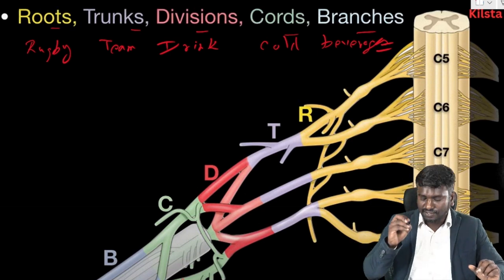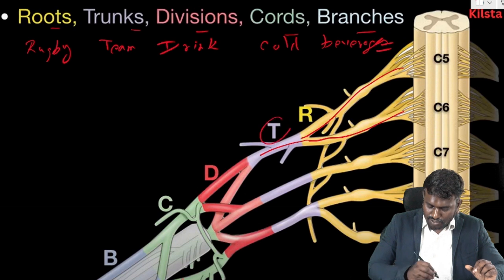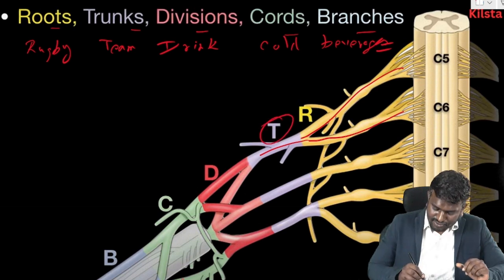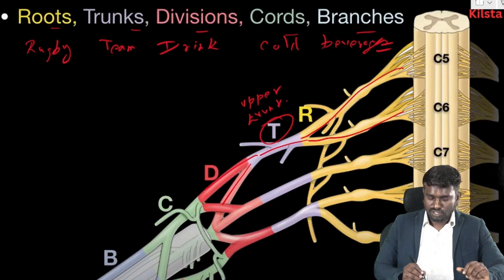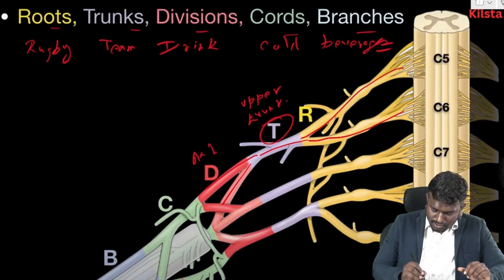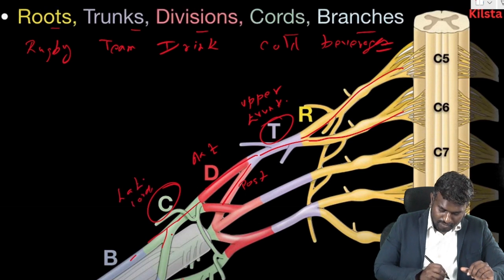Now, first we start with the roots. C5 and C6 give rise to a trunk called what? Upper trunk. Very good. They give rise to an upper trunk. Further, they give divisions, which are the anterior divisions and posterior divisions. And then they give rise to the cord, which is called what? Lateral cord. They give rise to the lateral cord. Very good. And then the branches.